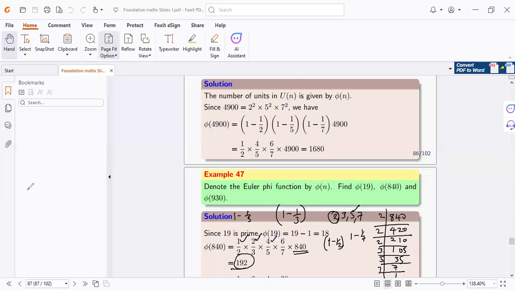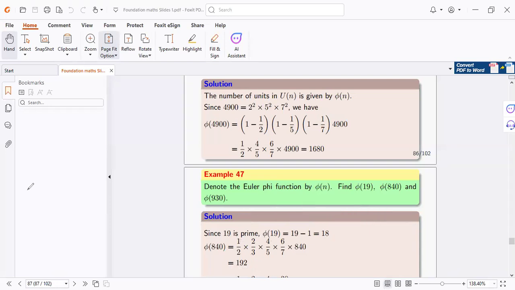Now, I'll not do the other one because it's just the same thing. We just factorize that 930 because it's not prime.